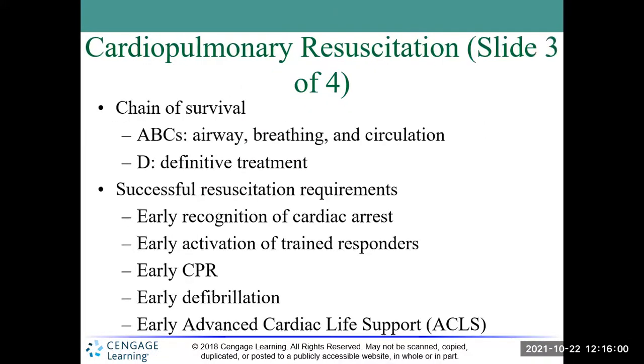Let's go back. And then there is a chain of survival. This is dependent on the order of how you do things. And the old method is ABCs, with airway being first, so providing breath and circulation. This has been changed, and I'll go over that, but this was the older way of ABCs, airway, breathing, circulation.